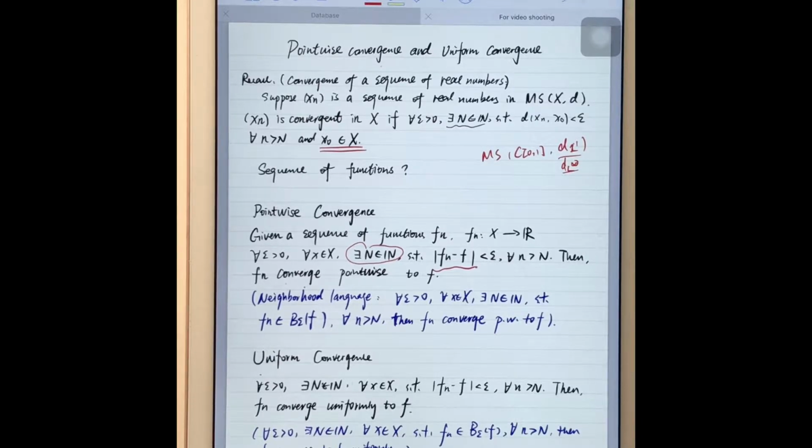Okay, we say a sequence of functions is uniformly convergent to a function f if for any epsilon larger than 0 there exists a natural number N such that for any x in the domain, the absolute value of the difference of Fn and f is smaller than epsilon for any n larger than N. Then the sequence of functions Fn converges uniformly to f.